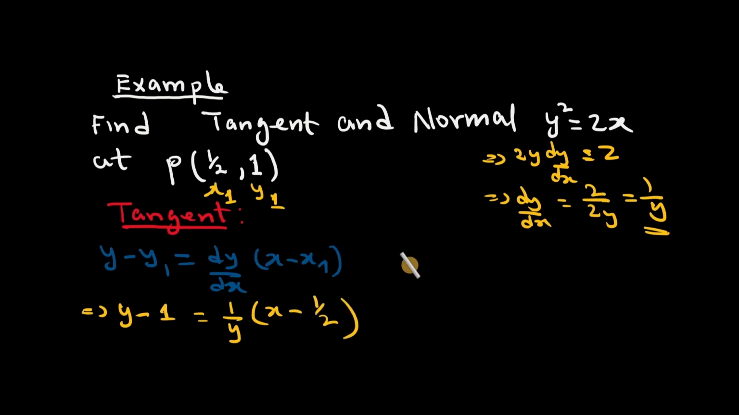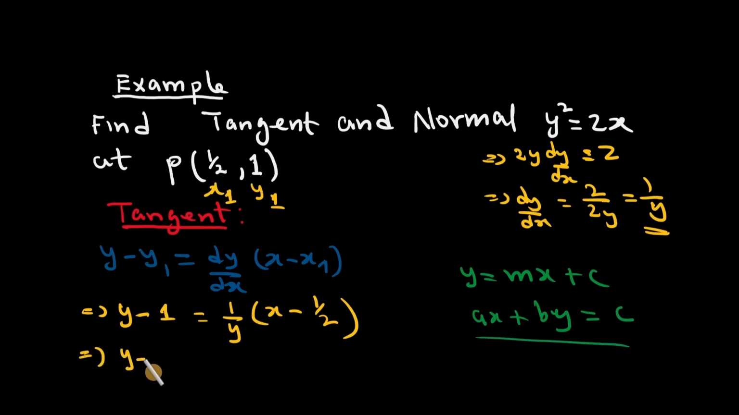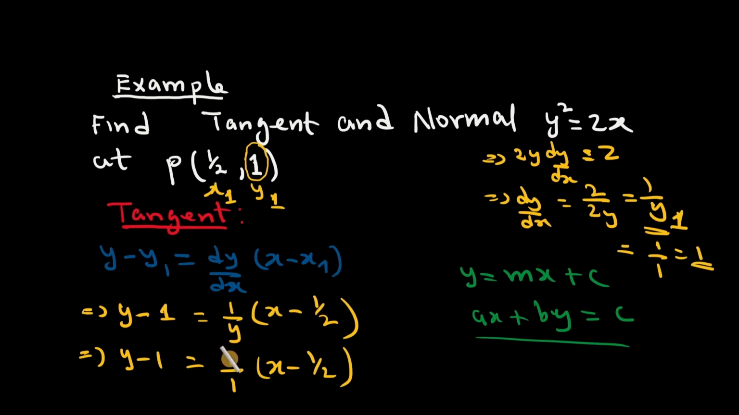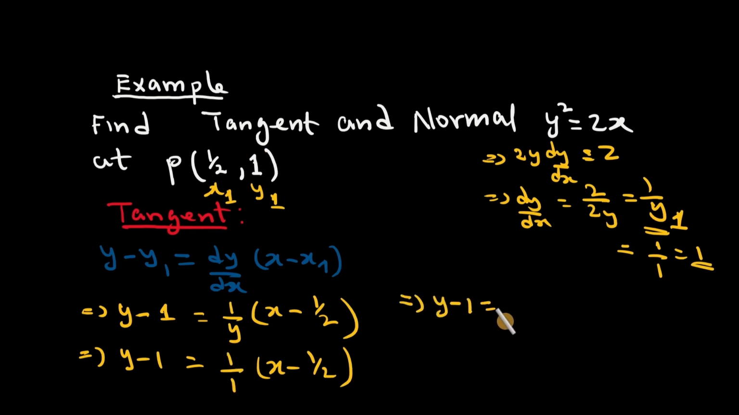You know the equation of a tangent is the equation of a straight line, which can either be in the intercept form as y equals mx plus c, or in the general form as ax plus by equals c. So let's simplify this equation in this form. That means y minus 1 equals 1 over 1 times (x minus half). dy/dx equals 1 over y1, and y1 is 1. So dy/dx equals 1 over 1, which equals 1. That's why I'm putting 1 over 1 here. That means y minus 1 equals x minus half, which means 2y minus 2x equals 2 minus 1, which is 1. So this is the equation of the tangent.